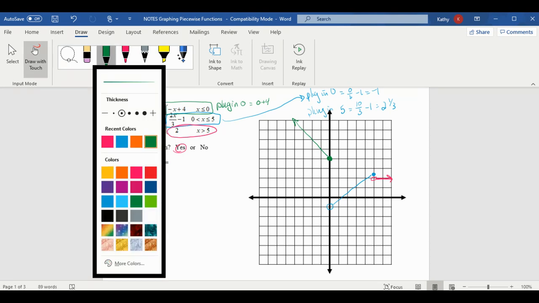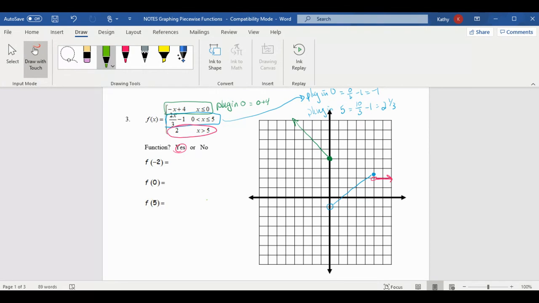For our function values at negative 2, you can look at the picture, and at negative 2, we get 1, 2, 3, 4, 5, 6. We do get a value of 6, or you plug it in, negative, negative 2 plus 4, and that's going to give us 6 as well. F of 0, we evaluated 0. It's actually only part of the green graph, and that's equal to 4. At 5, we also evaluated 5, and that was our 2 and 1/3 from the second line.